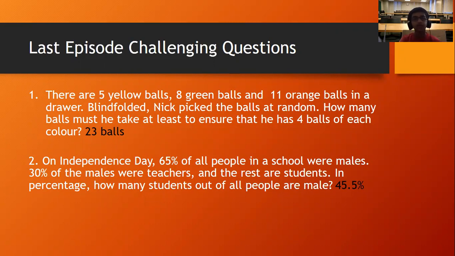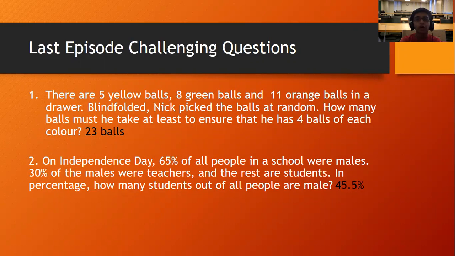Now, how do we get 23 balls? Well, for this, we need to take it as the worst case scenario. Now, the worst case scenario is the worst possible choice, which has the most definite possibilities, which will say, yes, of course, definitely. Now, at least, so he needs to find the worst case scenario. It needs to be the largest possible value.